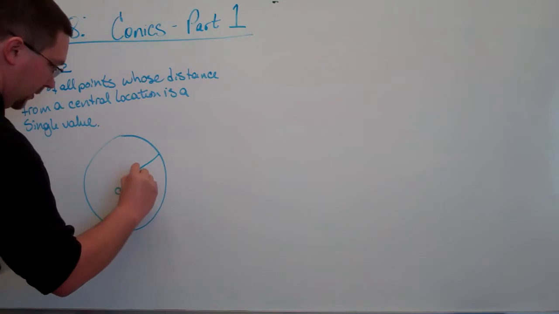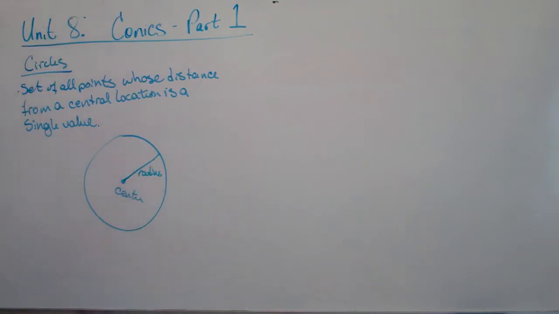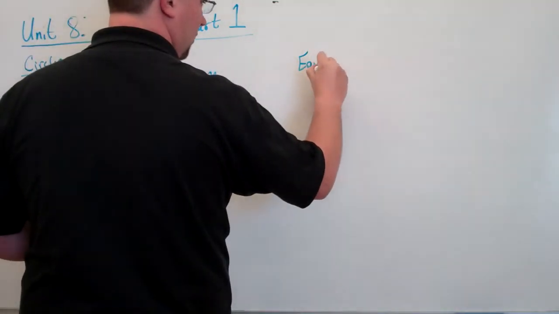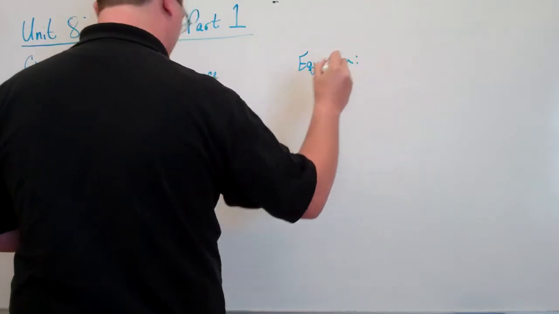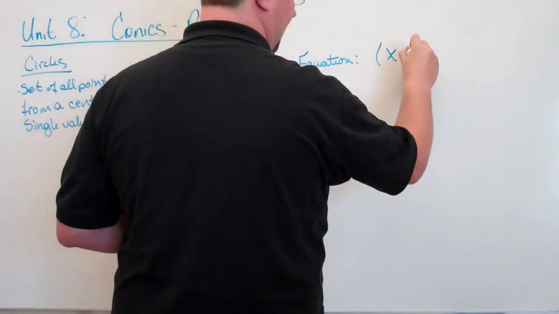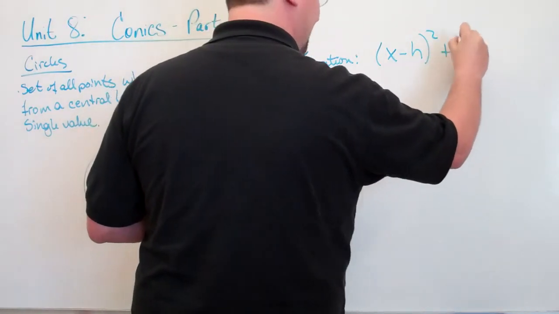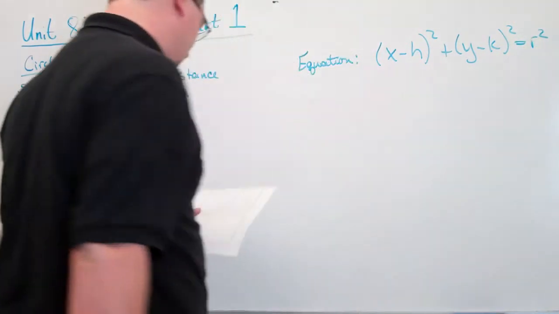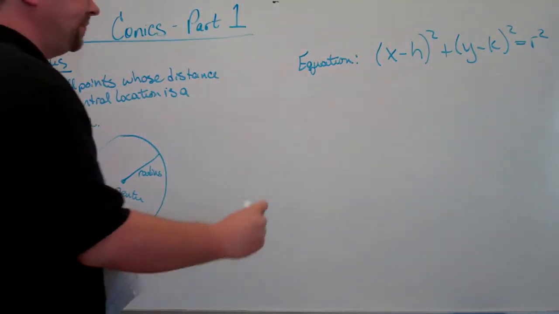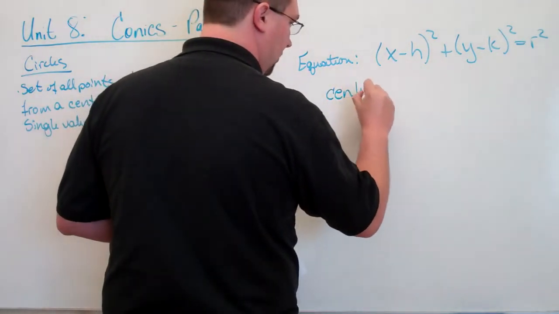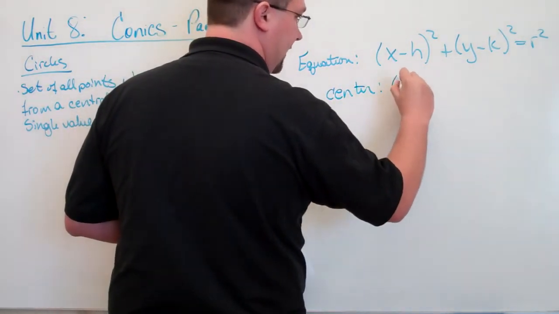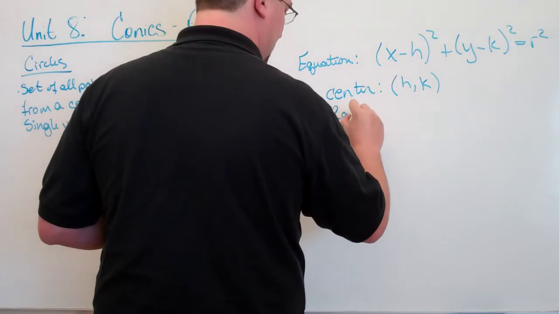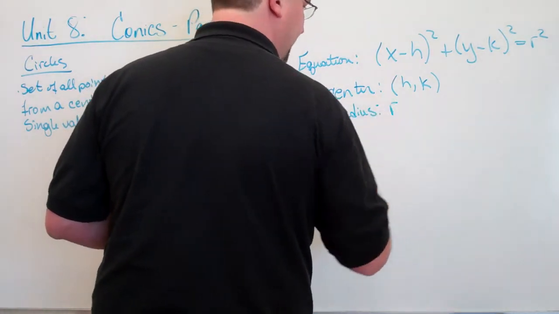And of course, this is your radius. Alright, everybody knows what that looks like. Now, the equation for a circle is as follows: (x - h)² + (y - k)² = r². That is your equation. Now, the center of your circle occurs at (h, k). And of course, your radius is simply r.